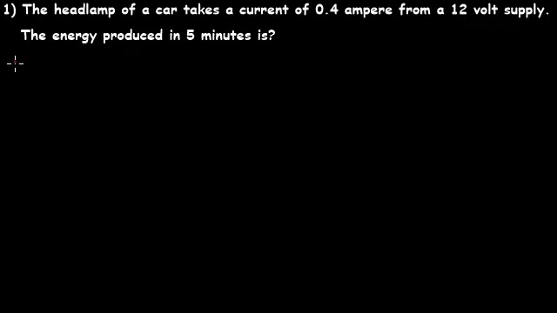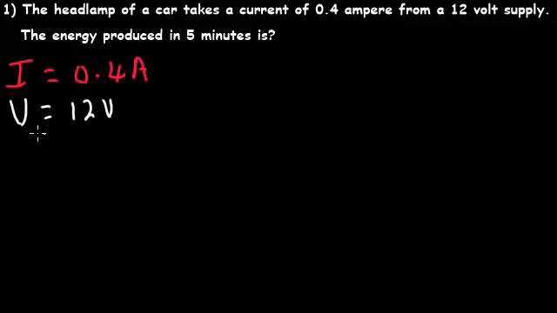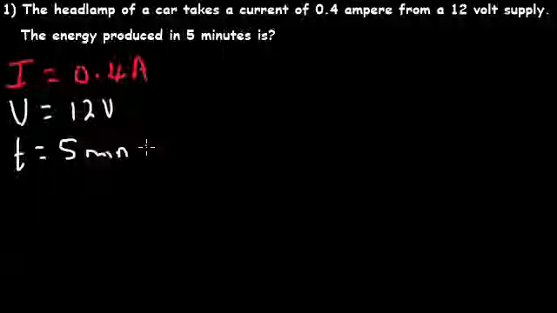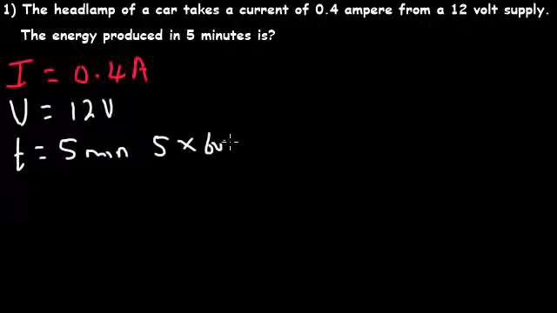But first and foremost, let's write out what we know. The current is given as 0.4 ampere. That makes sense, as it is in its appropriate SI units. Secondly, the EMF, the voltage, is given as 12 volts. And finally, the time is given as 5 minutes. However, it has to be in seconds. Minutes to seconds, you multiply by 60. That gives us 300 seconds.